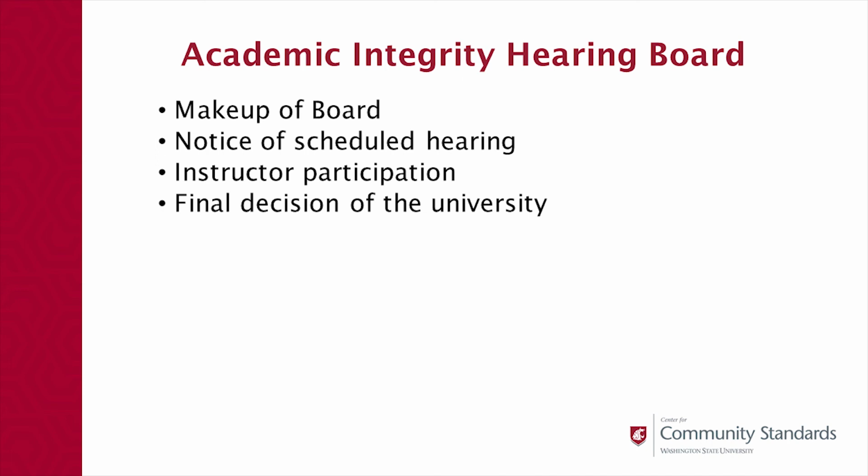Your instructor and the dean or department chair will be notified of the decision of the Academic Integrity Hearing Board. From the date of your hearing, you will be notified within 20 calendar days of the decision. The decision is final at that time. There are no further appeal processes. If the Academic Integrity Hearing Board upholds the instructor's decision, the Center for Community Standards will reach out to you as the student to determine appropriate educational outcomes.